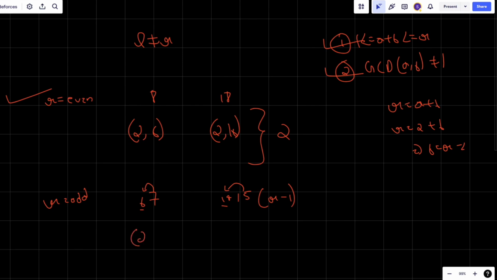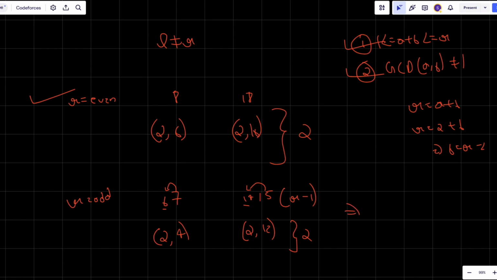So what I'll do, I'll take 2, then what we were doing over here, we were doing this R minus 2, that is 6 minus 2 again is 4. As it was 14 over here, what will be the combination? 2 and 12. Now see, both of these combinations are satisfying this condition, and both of these combinations are also satisfying this condition, as GCD over here is 2. So let's conclude over here.